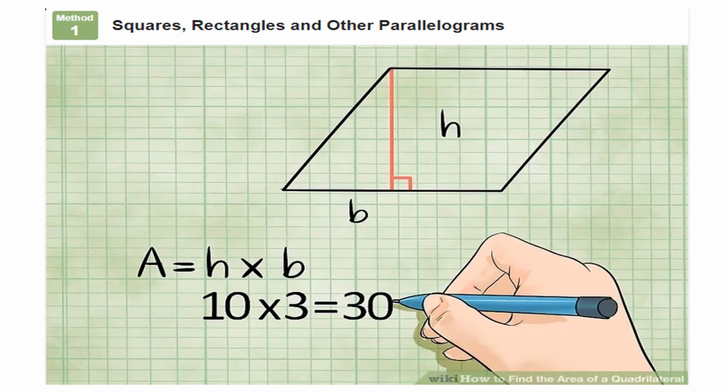Another example. Look, the area is equal to height times base. 10 times 3 is equal to 30.